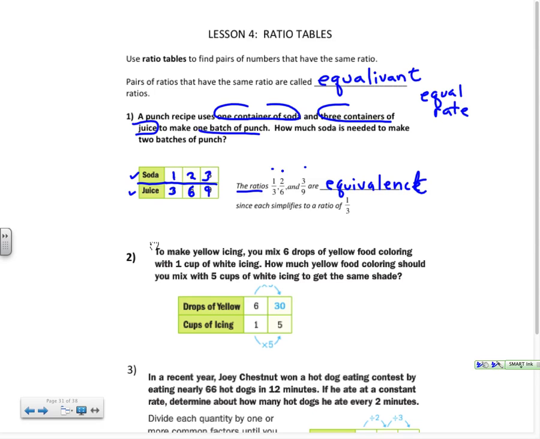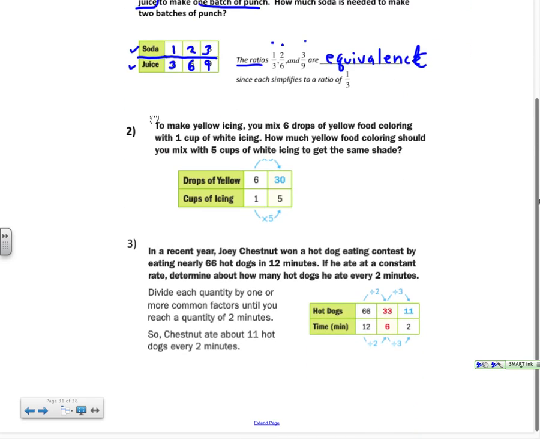All right, let's look at the second example. To make yellow icing, we're making a cake, yum. To make yellow icing, you mix 6 drops of yellow food coloring with 1 cup of white icing. How much yellow food coloring should you mix with 5 cups of white icing to get the same shade? So we are comparing 6 drops of yellow food coloring to 1 cup of white icing, and we want to know how much to mix with 5 cups of white icing.